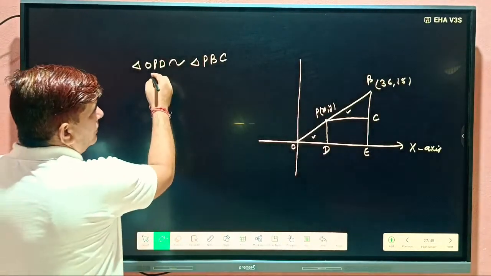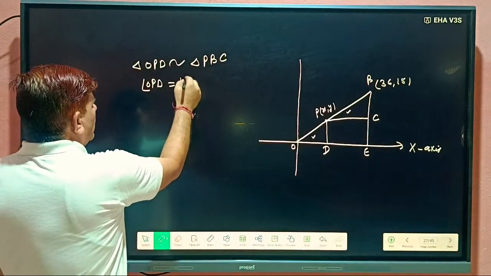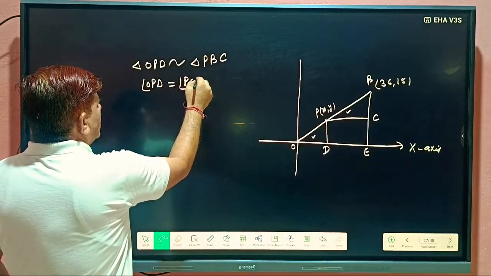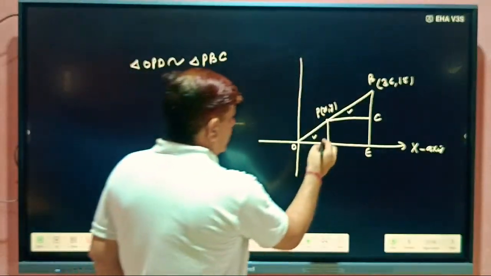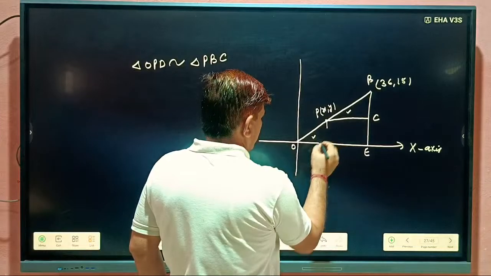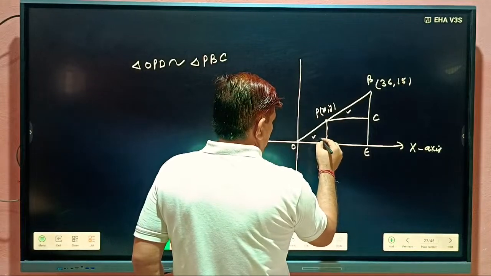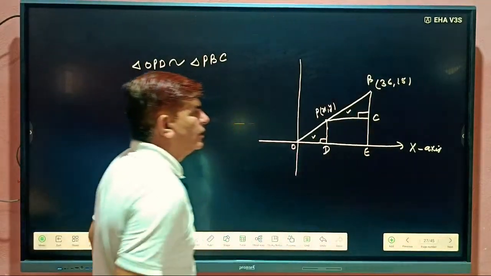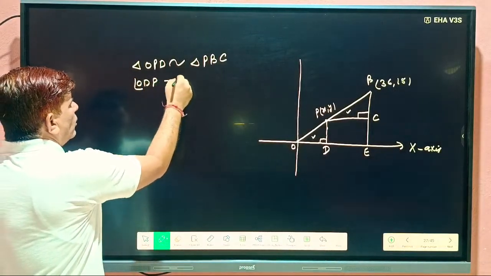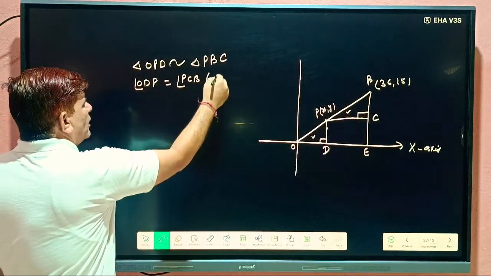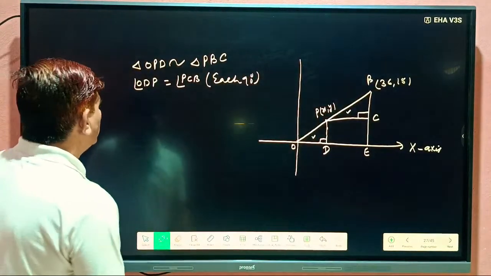So this angle, which angle? OPD equals angle, sorry, again wrongly written. This is 90 degrees, this is 90 degrees, this is 90 degrees, this also 90 degrees. So angle ODP equals angle PCB, each 90. The proof of this is not given in your book; it is directly written by the similarity rule.